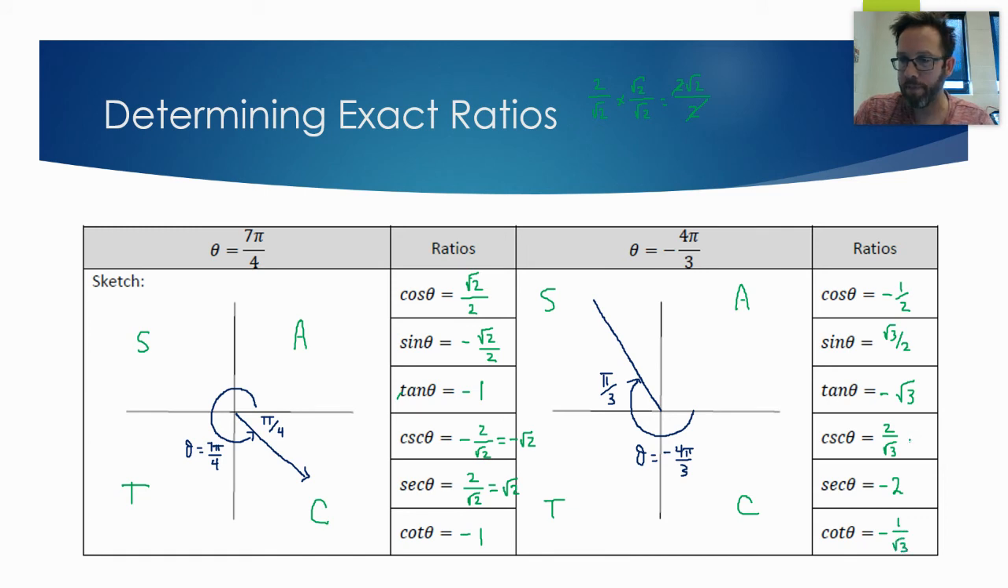Now keep in mind, you're probably not going to see 2 over root 3 in any solutions manual or textbook. They're probably going to rationalize that and write it as 2 root 3 over 3, like we talked about earlier. Same with 1 over root 3. You're going to see that as negative root 3 over 3. All right.